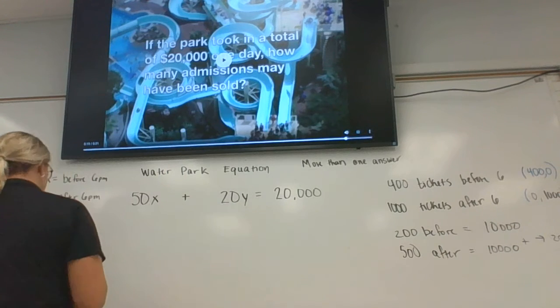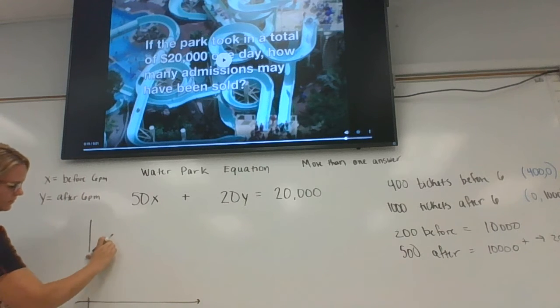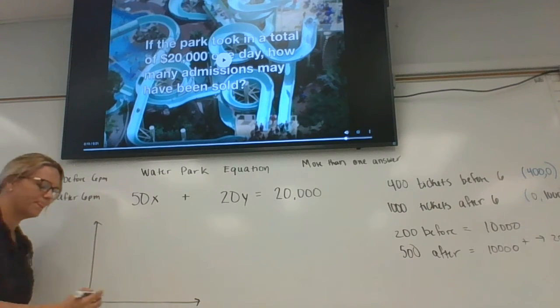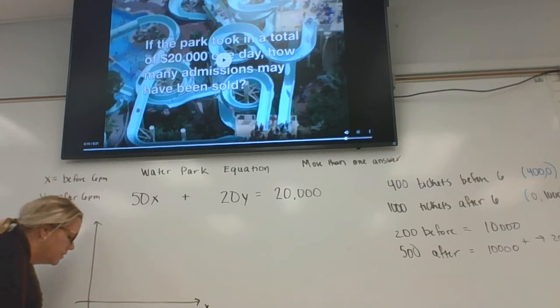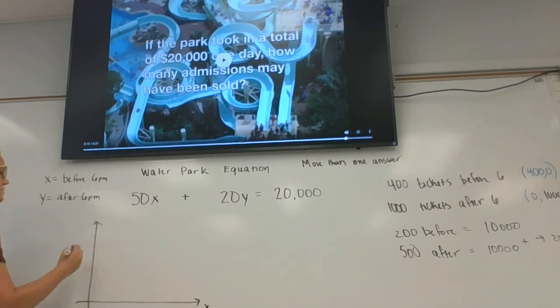All right. So let's make a quick graph of this situation. Benjamin, how would I label my x-axis with this being our info? By hundreds, yes. But what does the x represent? Yes, tickets before. And so the y-axis represents tickets after 6.